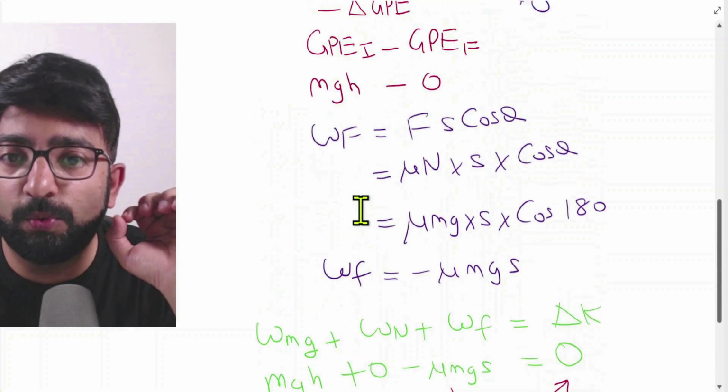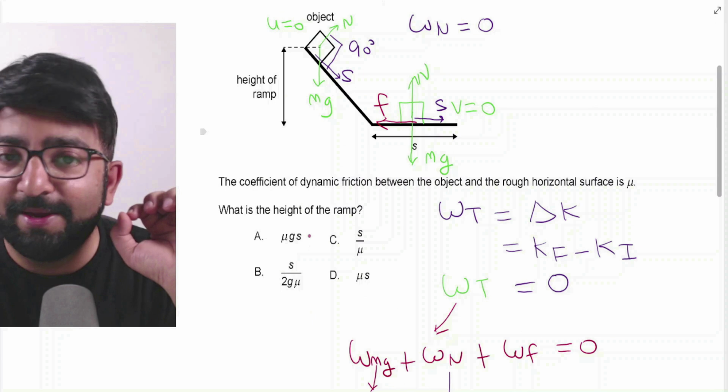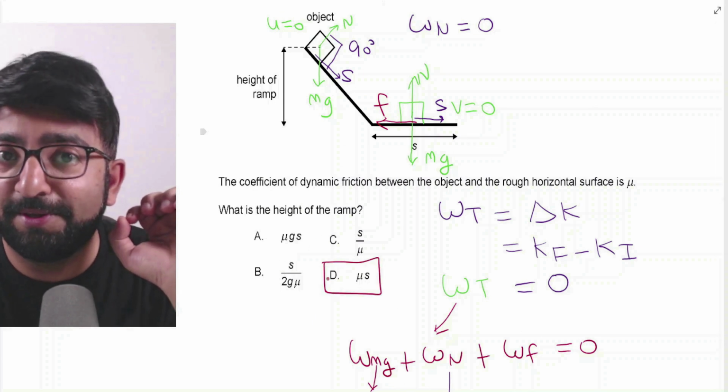And let's go back to the options. Where does mu into s exist? It is option D, and that is the answer for this question.